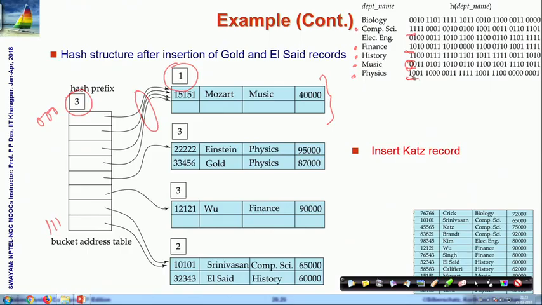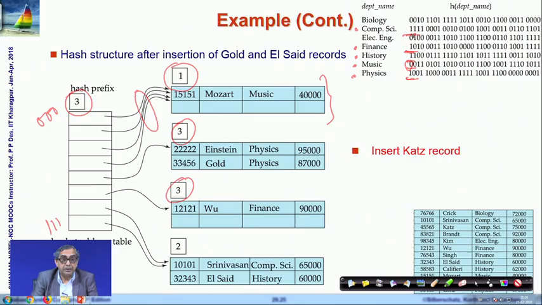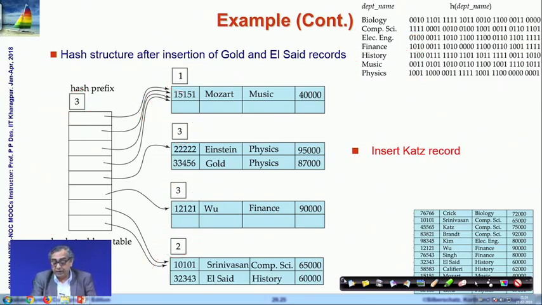So, physics now is looking into 3. So, it is 1 0 0, finance is into 3, it is 1 0 1. So, both physics and finance go to different buckets. Now, coming to computer science, it is 1 1 1, and there is no 1 1 0. So, the 1 1 0 bucket address table pointer continues to point to the same bucket, and the local depth value is just 2, less than 3 in the global table. So, this is the basic process of doing dynamic hashing.